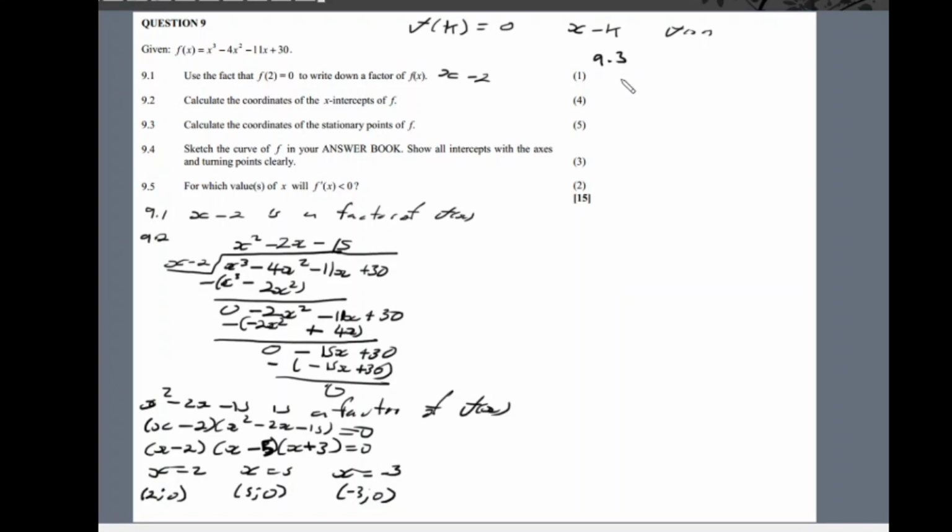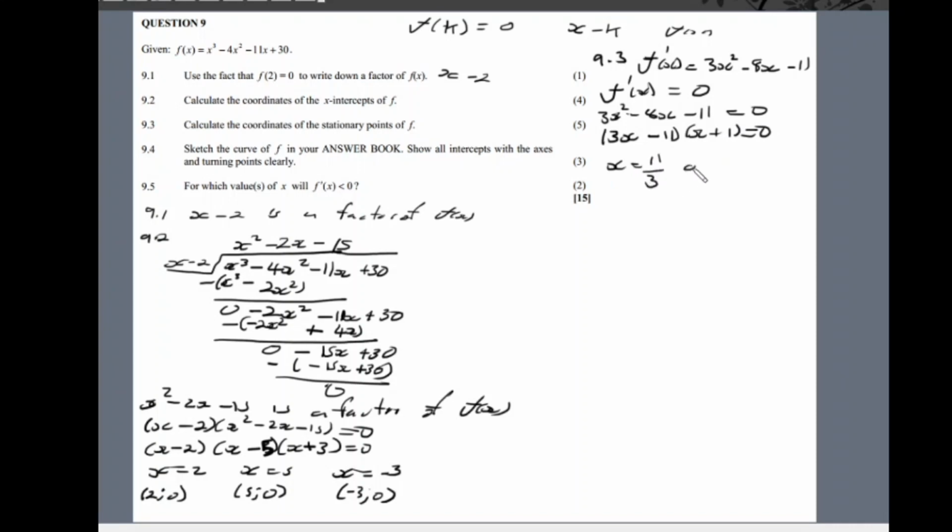calculate the coordinates of the stationary points. So I'll calculate the turning points and the point of inflection, right? To do that, I'll need to differentiate my function. So I'll have f prime of x is equals to 3x squared minus 8x minus 11, right? To calculate the turning point, I equate this to 0 and then solve for x, right? 3x squared minus 8x minus 11 equals to 0, and then I solve for x. If we factorize, sizothola x is equals to 11 over 3, or x is equals to minus 1, right?